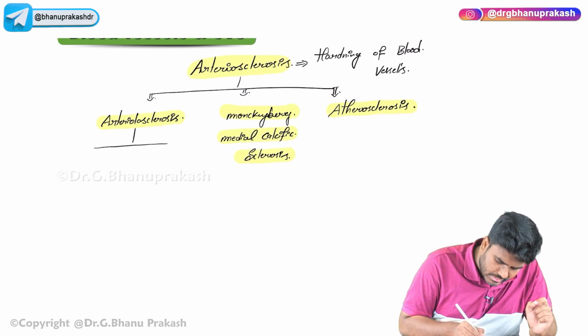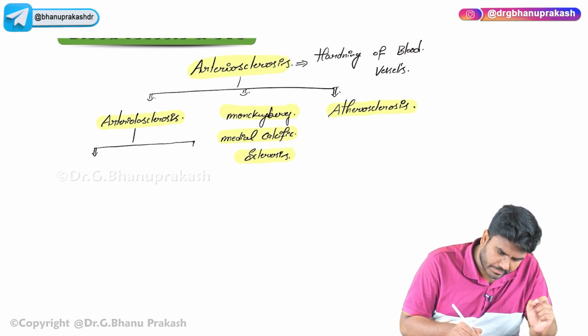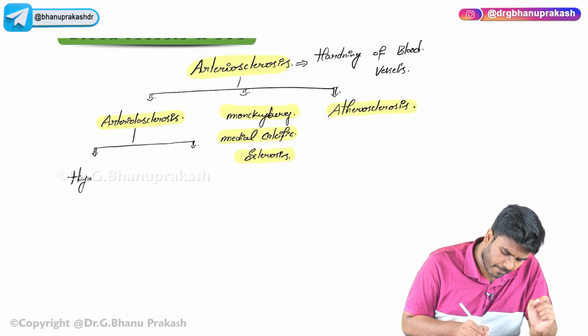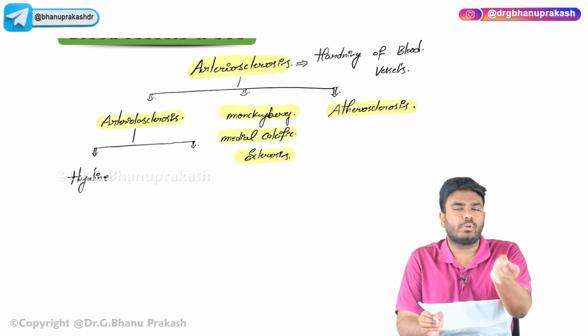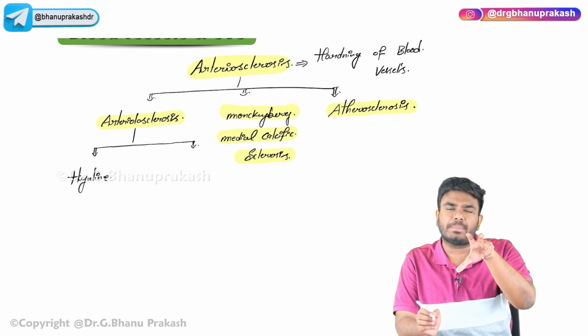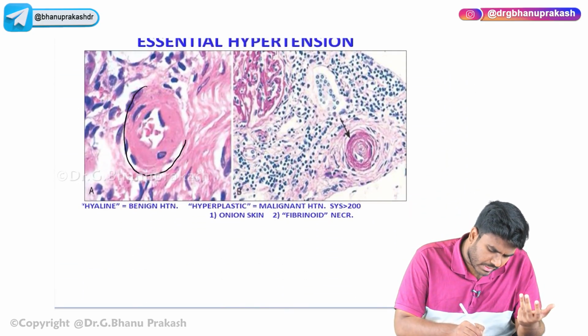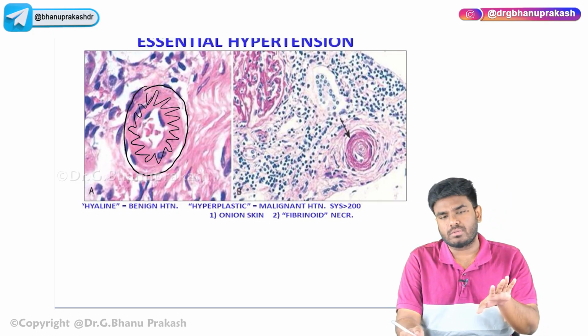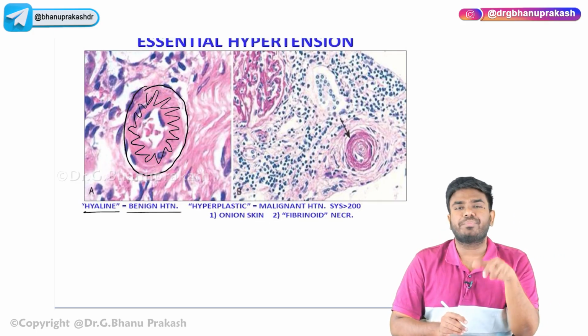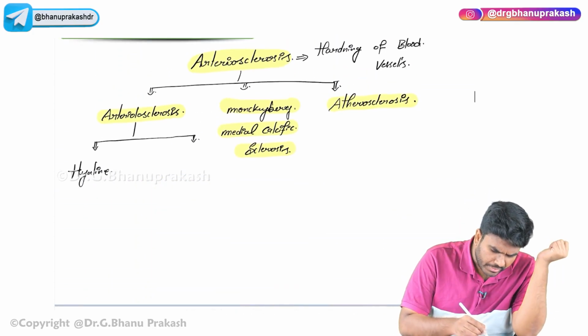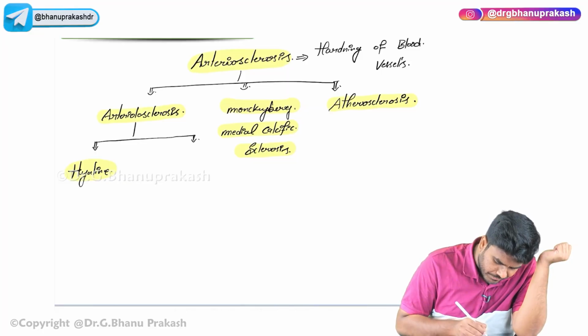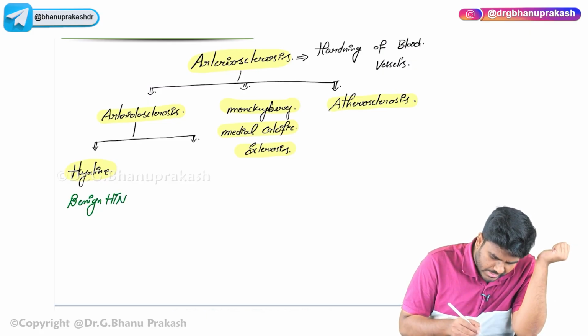This arteriolosclerosis is again of two types. What are they? Hyaline arteriolosclerosis. It's a hyalinous deposition, a pinkish deposition. Whenever you look at the arteriole, see, this is the arteriole, and in this arteriole you can appreciate this pink color deposition, hyalinous deposition. That's why it is called hyaline arteriolosclerosis, which is seen in benign hypertension. In benign hypertension cases, you are going to have hyaline arteriolosclerosis.